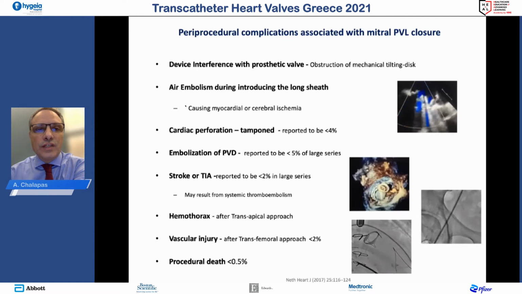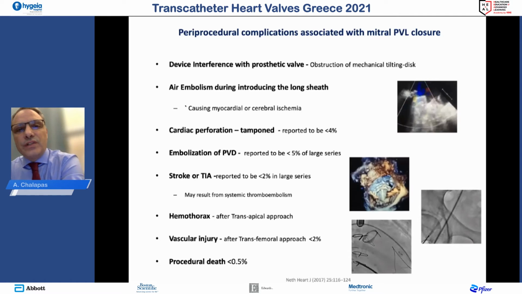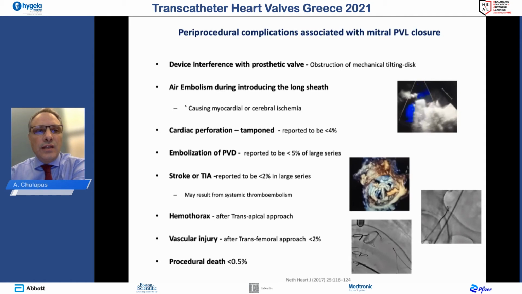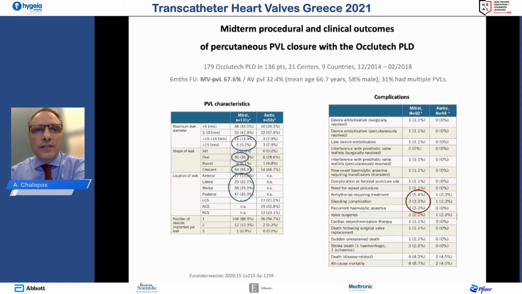Of course, embolization of the implanted device is reported in less than 5% in most of the cases. And regarding thromboembolic events, it is very important to have an ACT of more than 300. And we have, of course, complications having to do with access sites.